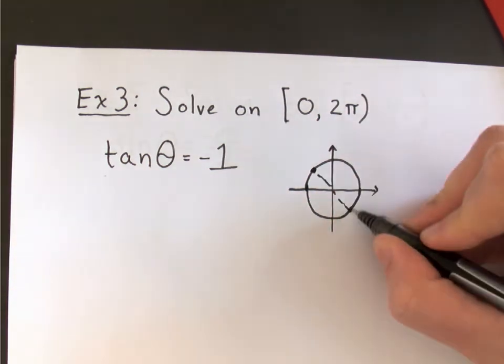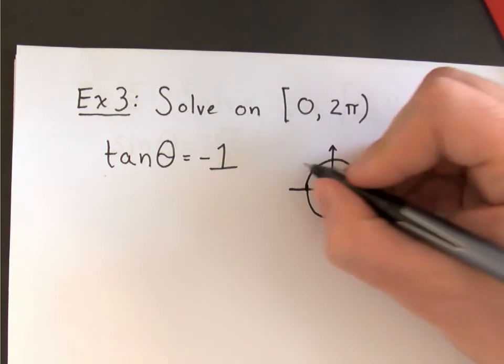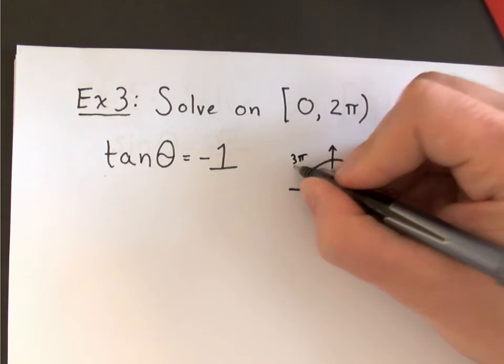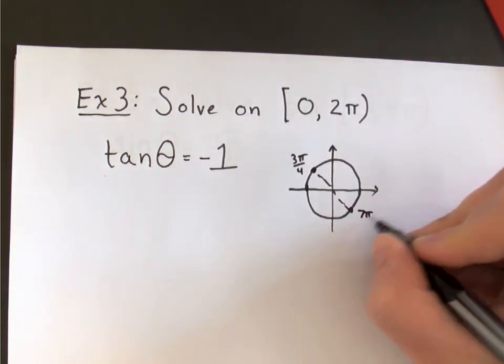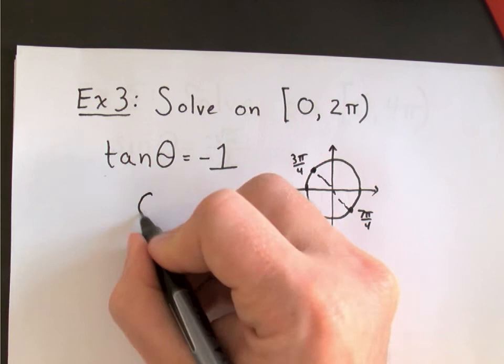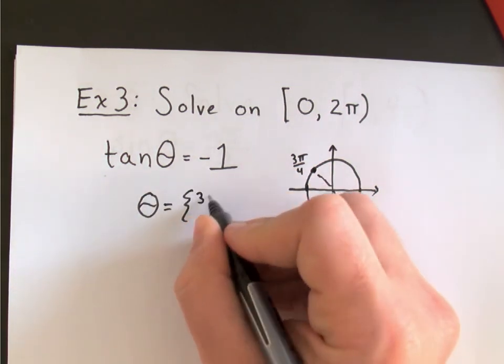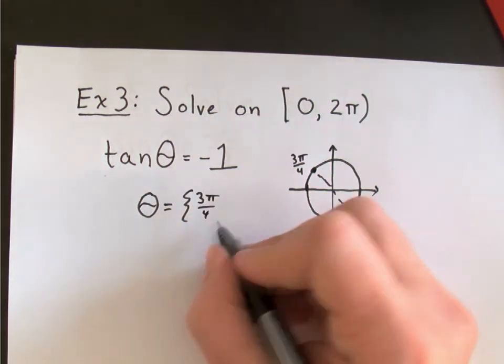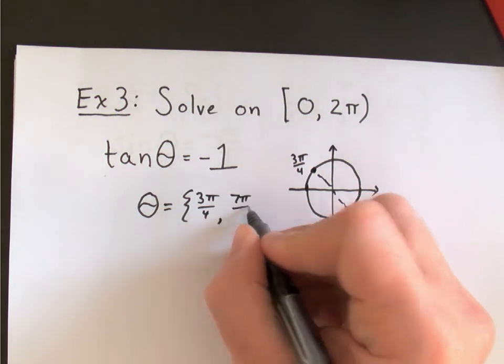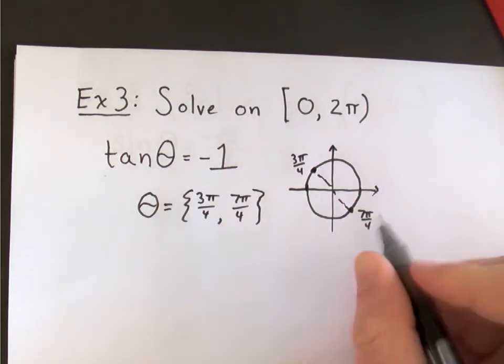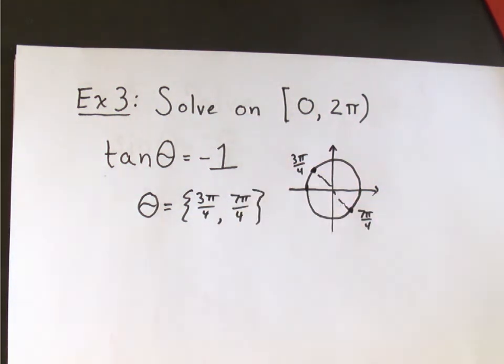Of course, that's where sine and cosine are opposites, so that would be 3 pi over 4 and 7 pi over 4. Those are your two solutions. Tangent, since it has a period of pi, if you know one solution, you can always add pi to get another. 3 pi over 4 plus pi.